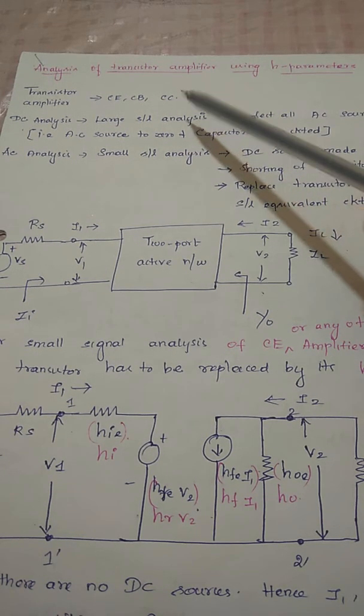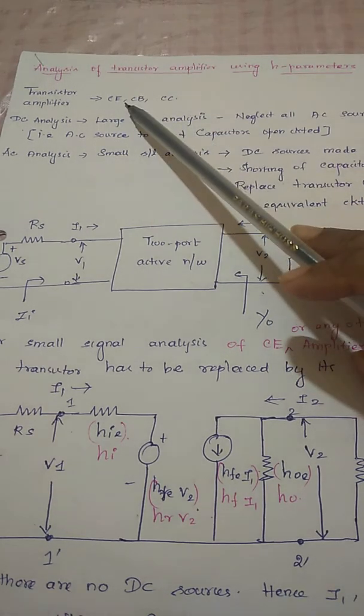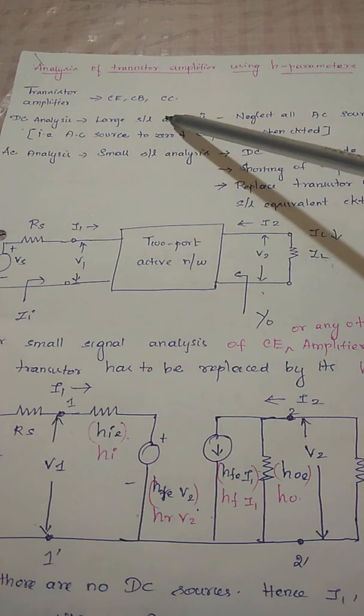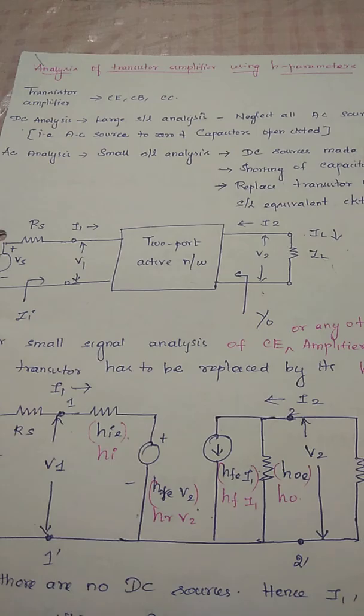So the first thing you are going to analyze is CE. General analysis first we'll see, then we'll go for in-depth CE, CB and CC. DC analysis, I have already shown how to find the Q point, how to find your VCEQ, the DC load line and ICQ, the quiescent values, how the DC load line is drawn, all those things you have seen already. So if you know the Q point, now you can move to the next analysis.